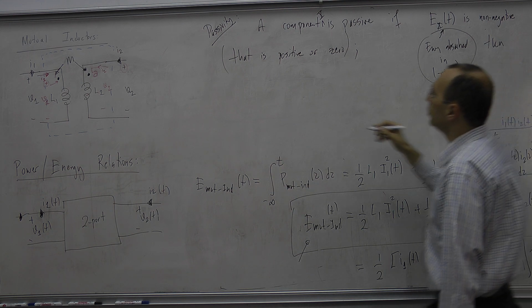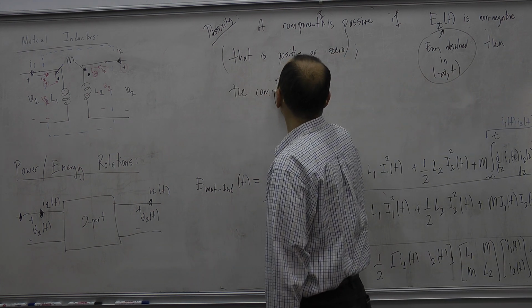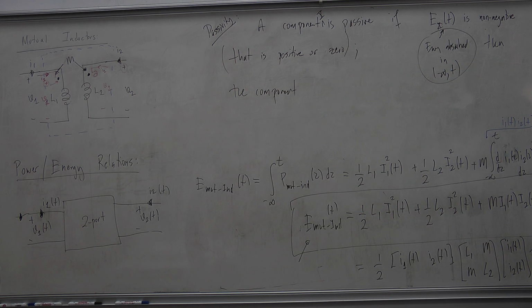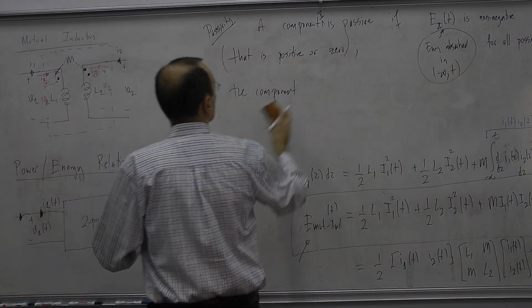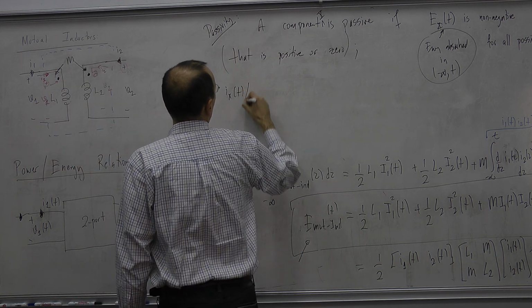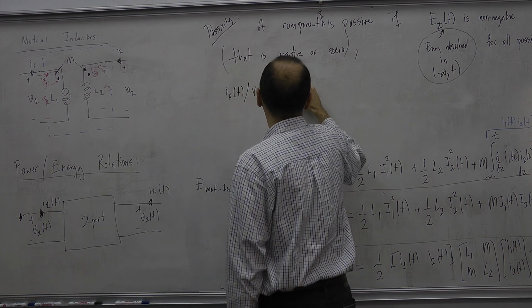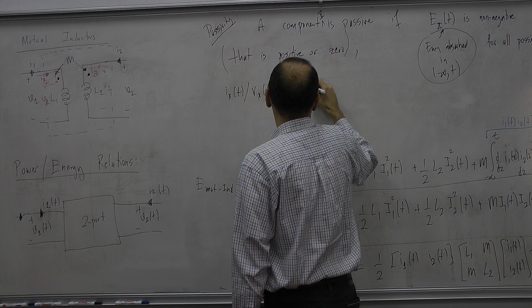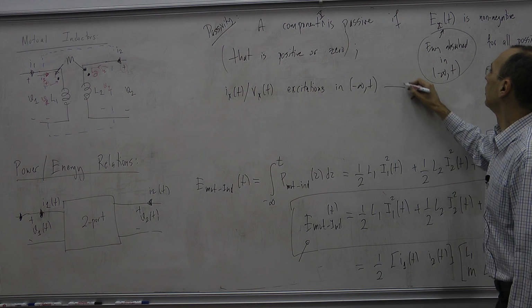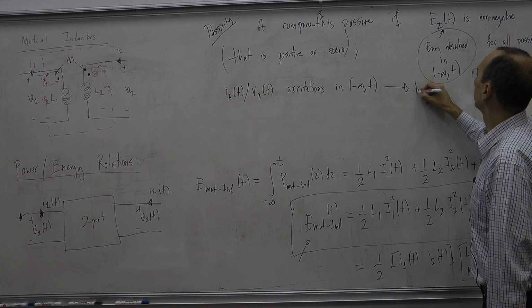Well, I have to be more precise. A component x is passive if Ex of t is non-negative for all possible current or Vx of t excitations in minus infinity to t. We call that component passive.